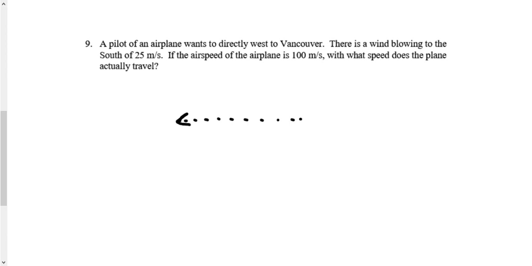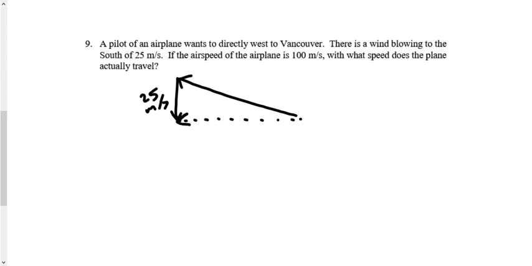Okay, there's a wind blowing to the south at 25 meters per second. We know that's a contributing vector. We're going to draw that at the end of my dotted line vector. So my contributing vector or my solid line vector is going to be drawn like this. We know the value of that is 25.0 meters per second. Hey, that's how fast the wind is blowing. The airspeed of the airplane is 100. With what speed does the plane actually travel? Let's label my other solid line vector like this, such that my solid line vectors are drawn from front to back or from head to tail, and my dotted line vector is drawn from start to finish.